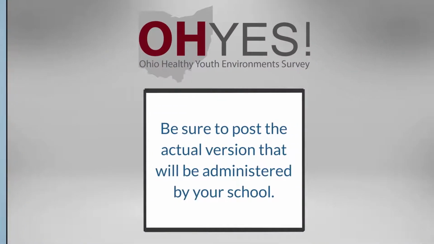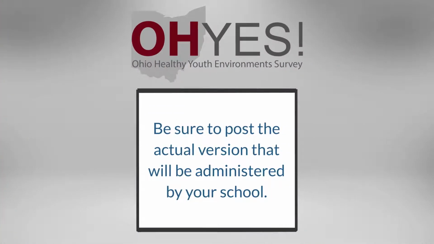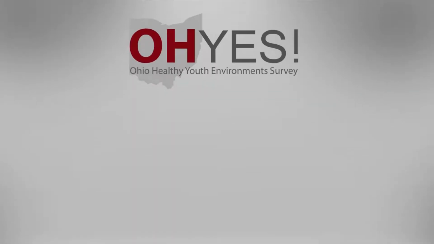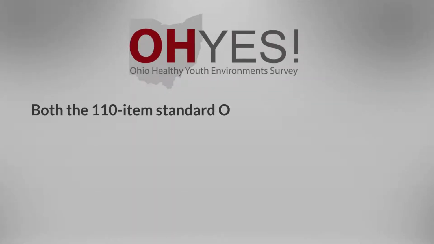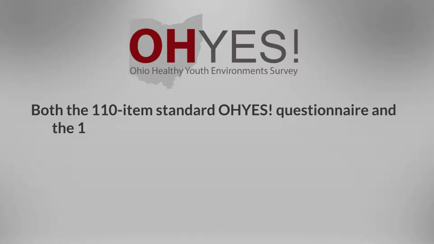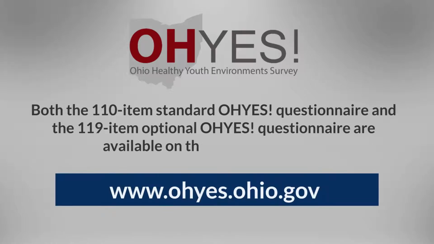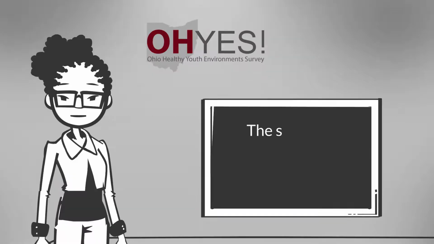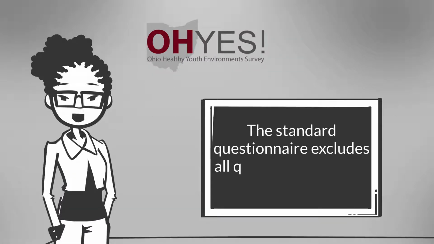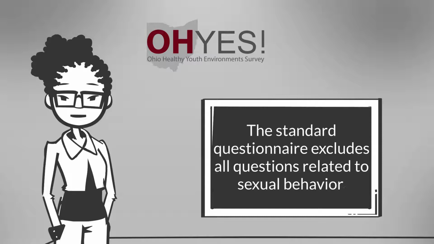Be sure to post the actual version that will be administered by your school. Both the 110-item standard OHYES questionnaire and the 119-item optional OHYES questionnaire are available on the OHYES website. The standard questionnaire excludes all questions related to sexual behavior.